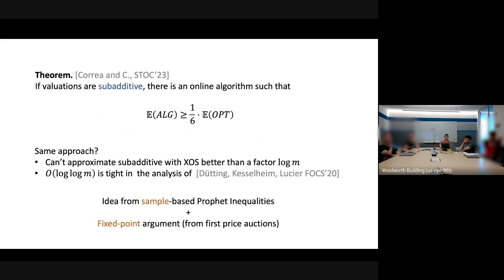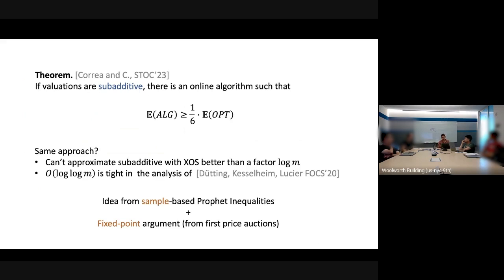Please interrupt me at any point. I mean, if the setting was not clear, please, Bobby. On this slide where you say the fixed point argument comes from first price auctions, I could picture two interpretations. One is that the analysis of the first price auction in that 2013 paper makes use of a fixed point argument. And the other is that merely asserting that there exists a Bayes-Nash equilibrium for the first price auction is implicitly using a fixed point argument, and that's the only usage. Which of those interpretations, or are both correct?